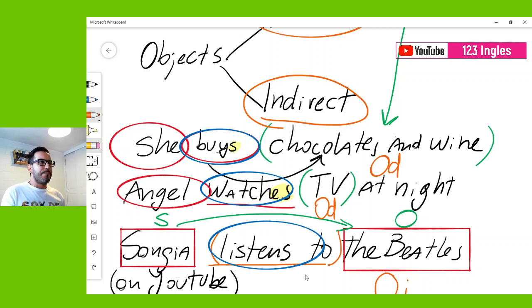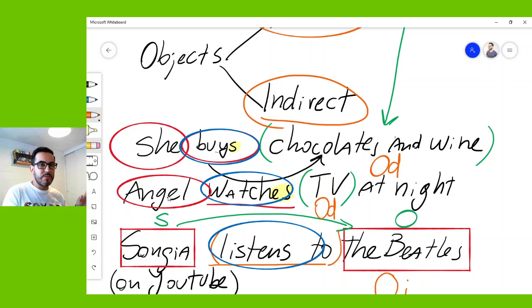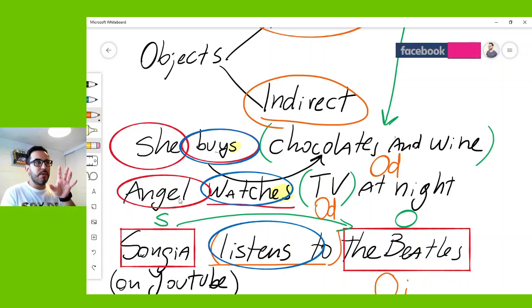Then we have Angel. Angel is the subject. The subject does something. He watches. This is the action of the sentence, and he watches something. He watches TV, and TV is the object. The TV is affected by the verb. The verb is to watch. So Angel, the subject, watches, the verb, TV, the object. Direct object. Angel watches TV.